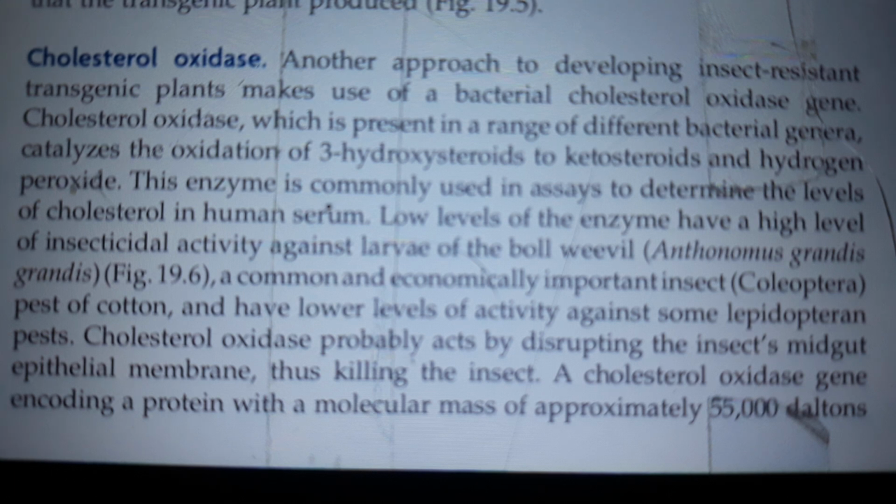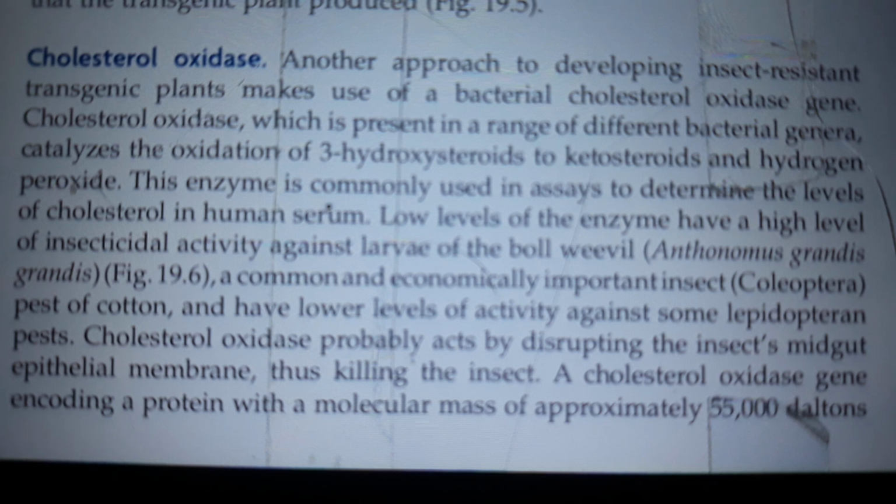Another approach to developing insect-resistant transgenic plants makes use of the bacterial cholesterol oxidase gene. Cholesterol oxidase, which is present in a range of different bacterial genes, catalyzes the oxidation of 3-hydroxy steroids to ketosteroids and hydrogen peroxide. This enzyme is commonly used in assays to determine the levels of cholesterol in human serum.